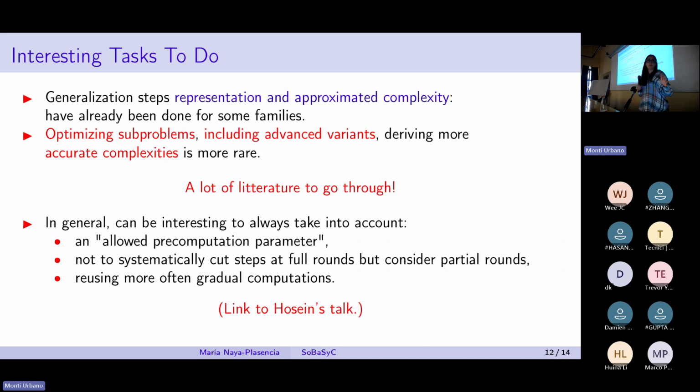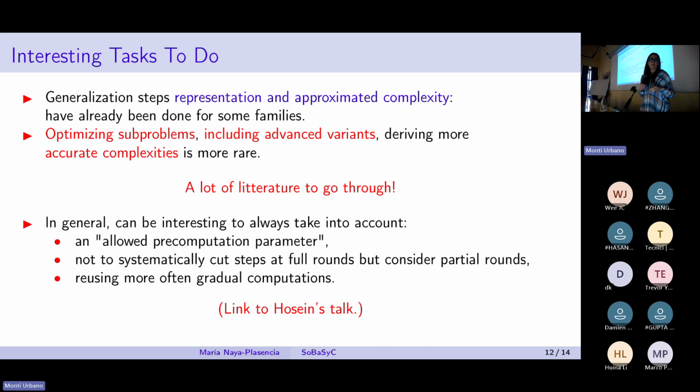So really understand the potential of each technique and try to make the best out of it. Keep on doing the operational representation and approximated complexity that we have already started, with the families that have not been treated yet, and doing all the remaining very complex parts of optimizing subproblems, including advanced variants and deriving more accurate complexities. And for optimizing subproblems, it's very interesting to go see algorithm experts sometimes, because there are problems that are known by the communities, or you can find some input on related things.